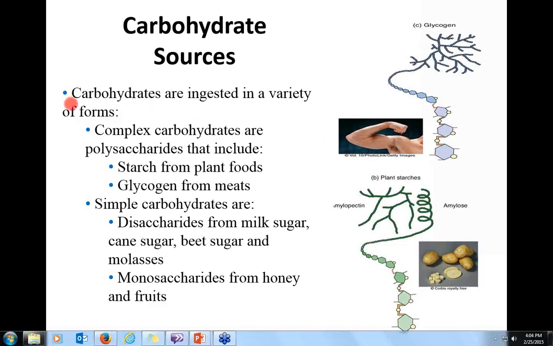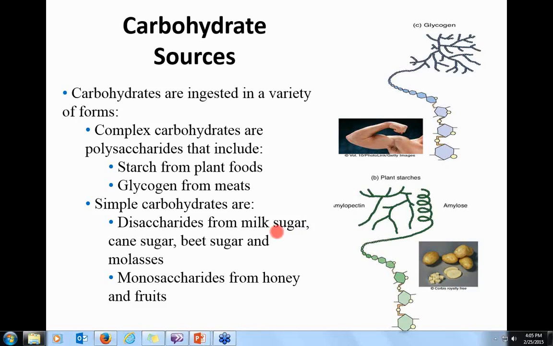Now, how do we eat carbohydrates? What we usually ingest is what's called a polysaccharide. And remember, poly means many sugars. If we eat plants like potatoes, we'll get starches, and starch is just a string of glucose molecules. And we store a somewhat limited amount of glycogen, which is how animals and humans store glucose.